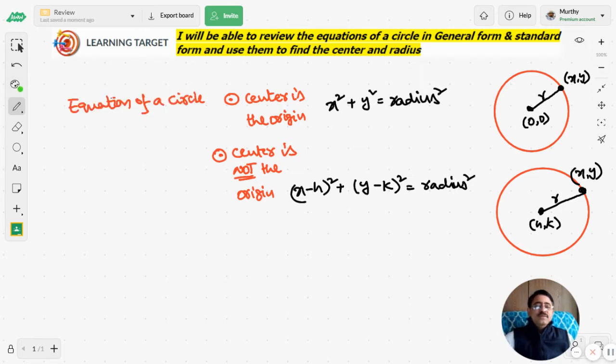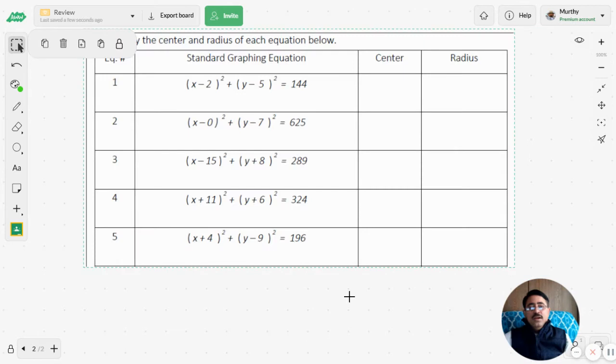You may think that it is really hard to remember, but if you can remember this part, which is h and k in alphabetical order, h comes first, then k. Therefore, (x subtract h) squared plus (y subtract k) squared equals radius squared. Okay, so let me quickly take a few questions and show how to solve them.